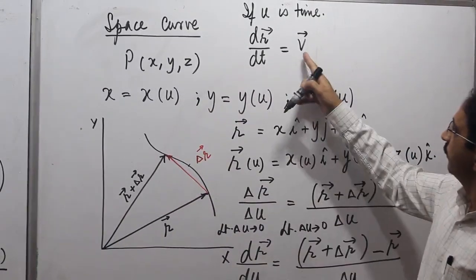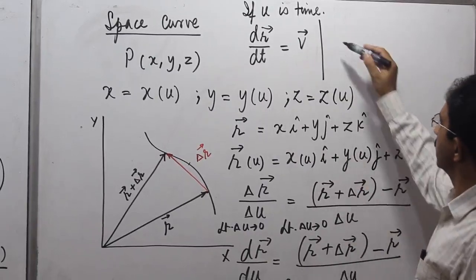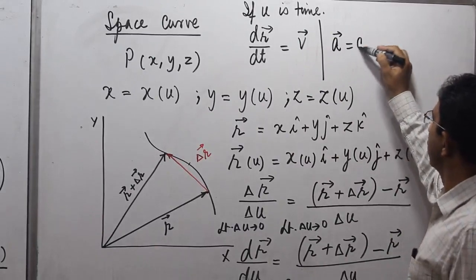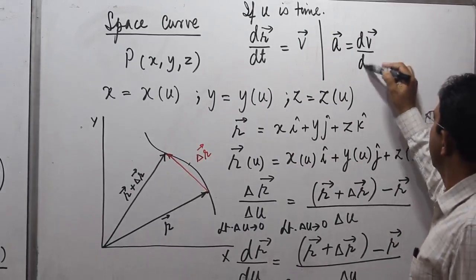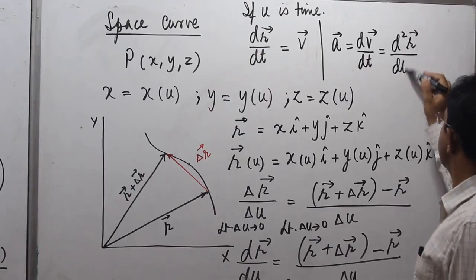So in that sense, we can also describe the acceleration of the particle. So acceleration, which is the derivative of velocity with respect to time, would be the second derivative of r with respect to time.